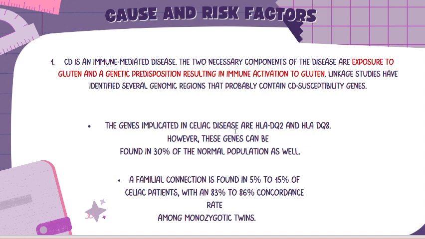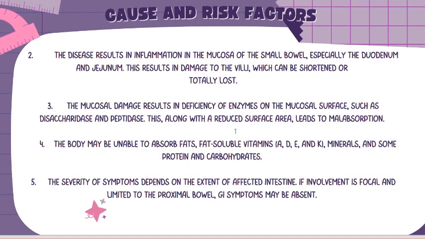Number 2, the disease results in inflammation in the mucosa of the small bowel, especially the duodenum and the jejunum, and this results in damage to villi, which can be shortened or totally lost. The mucosal damage results in deficiency of enzymes on the mucosal surface, such as disaccharidase and peptidase. This, along with a reduced surface area, leads to malabsorption.